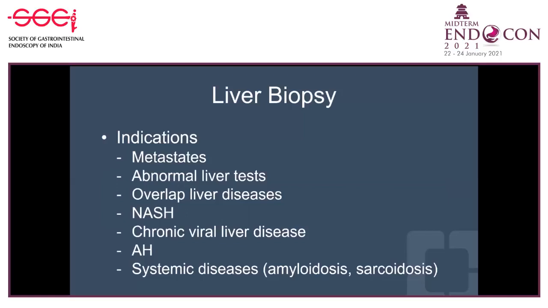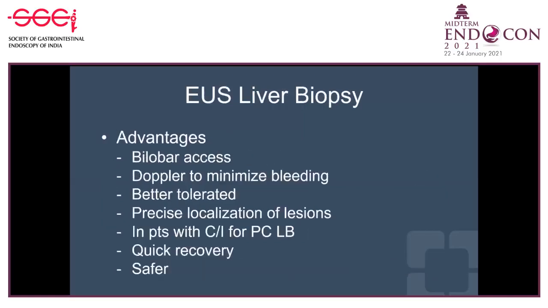It is also used for diagnosis and stratification of overlap liver diseases, like drug-induced liver disease or autoimmune hepatitis, for diagnosis and staging of non-alcoholic steatohepatitis, in the management of chronic viral liver disease, autoimmune hepatitis, and for systemic diseases like amyloidosis or sarcoidosis. The advantages of liver biopsy include being able to access both lobes of the liver.